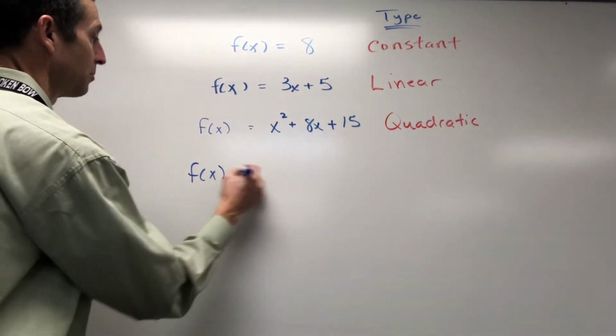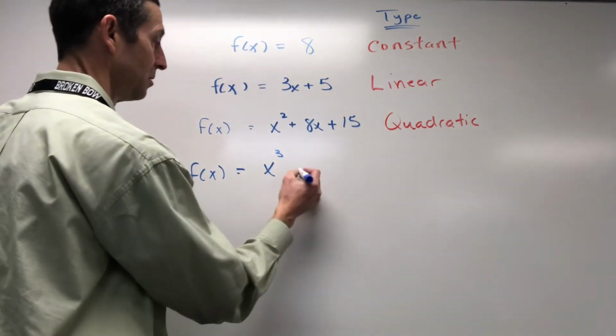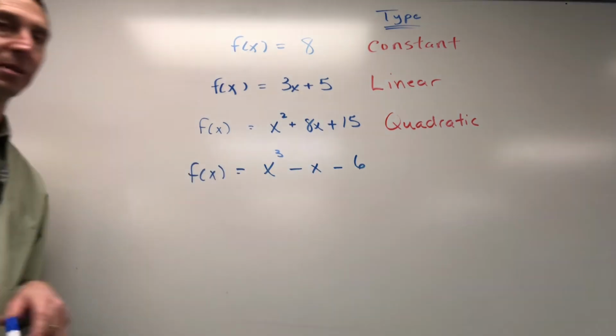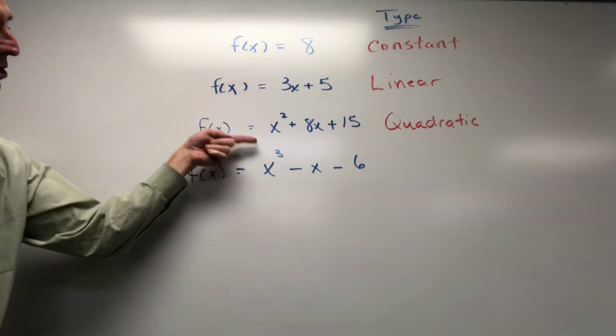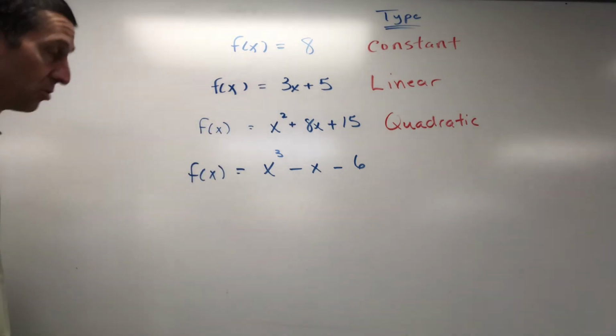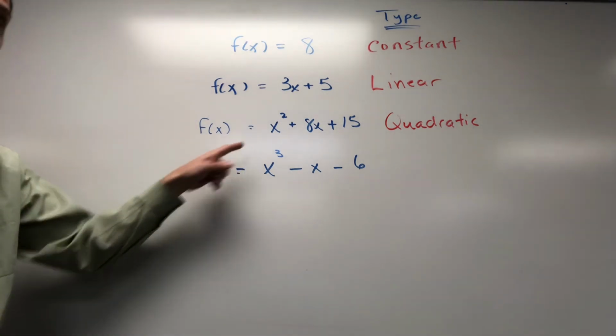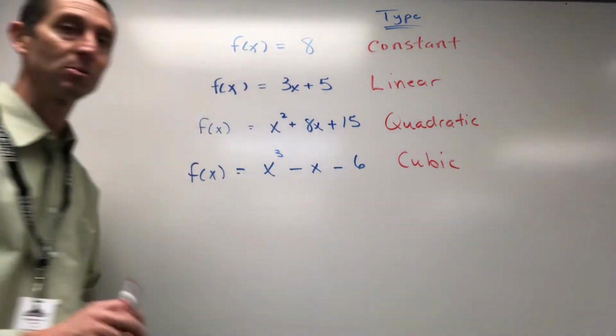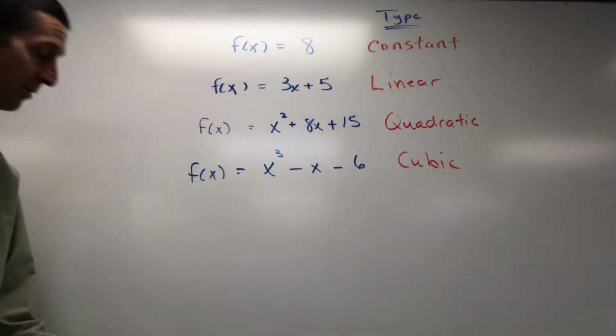Let's do third power. Let's say we had x cubed minus x minus 6. So my largest power is a 3, degree 3. In that case, third gets labeled as a cubic. So kind of a cool word. You don't use that very often.